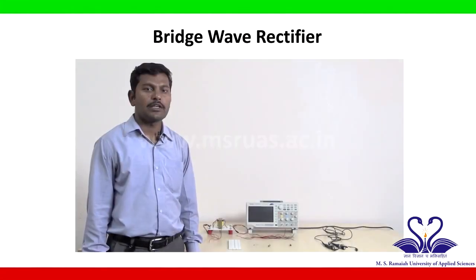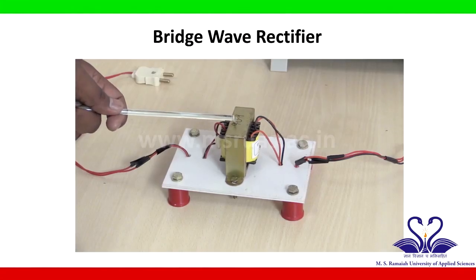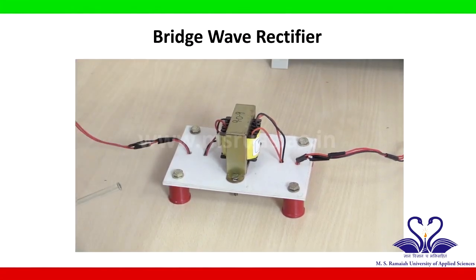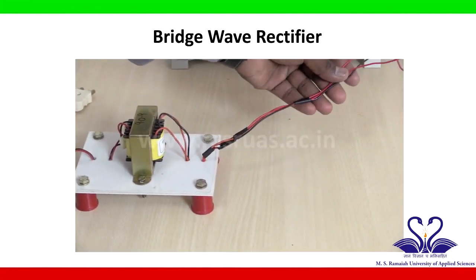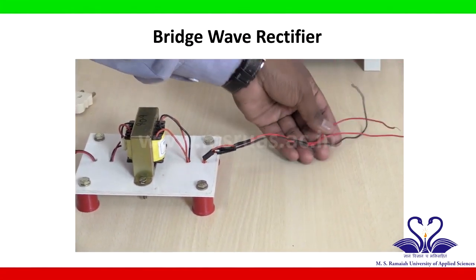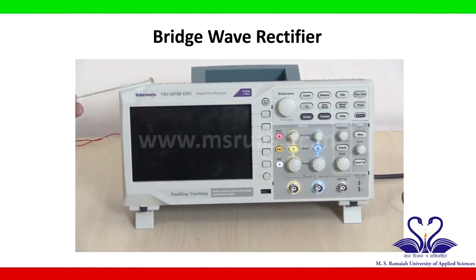Components required for the experiment are: a step down transformer. This is a step down transformer. Its primary windings are connected to the main supply and its secondary windings are connected to the circuit of the bridge wave rectifier. Digital oscilloscope. This is a digital oscilloscope, which is used to observe and measure the output voltage of the bridge wave rectifier.